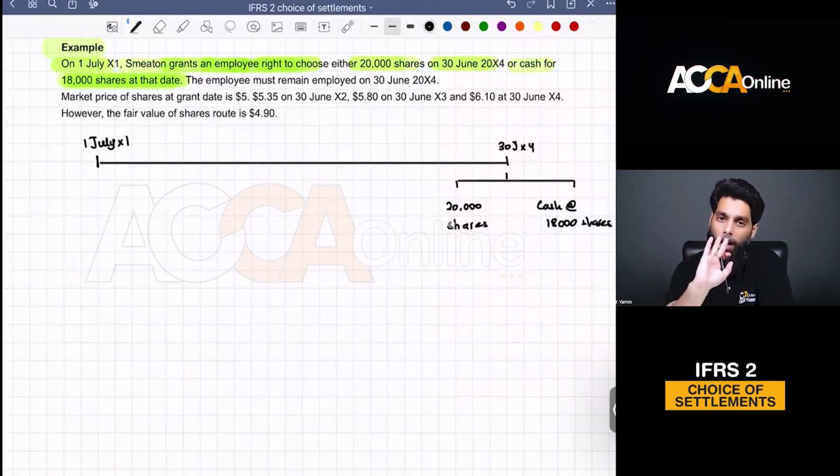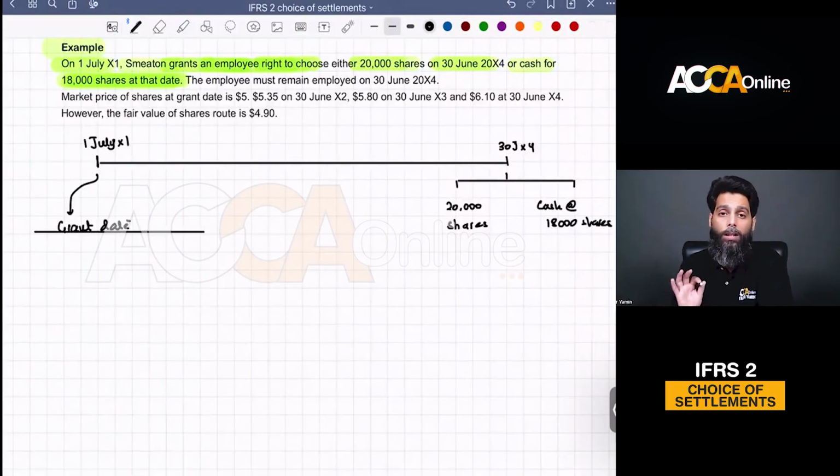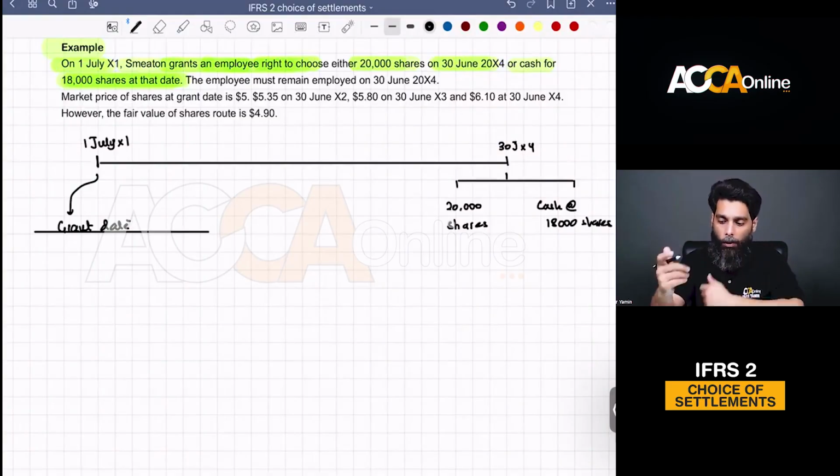Understood? So what do you guys need to do? At the grant date, you need to determine how to account for this transaction. You need to do split up accounting. Sir, how are we going to do that? Just follow me, please.